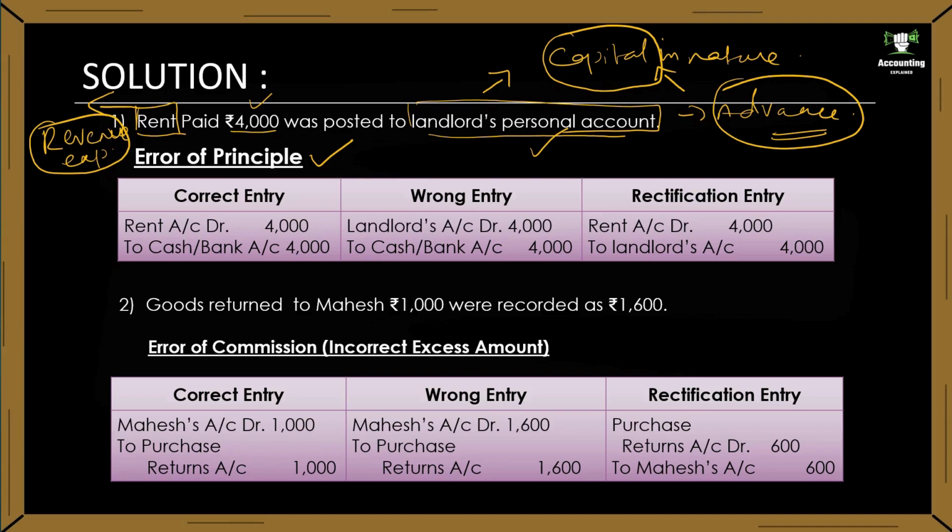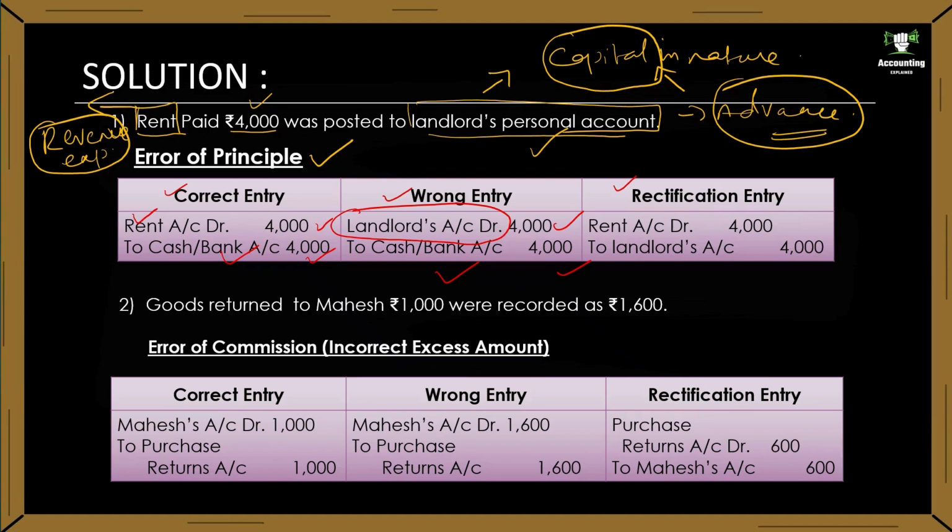Here, next we will come to the rectification entry. For that, what did I tell you? I have asked you to open three columns: correct entry, wrong entry and the rectification entry. Okay, the correct entry will be rent account debit. Rent is an expense. Expense increases, debited 4,000. Cash or bank 4,000. You are paying rent by cash or bank. Okay, so your balance is going to be reduced. When the asset value decreases, credit it. Wrong entry, what have you done? You have debited the receiver landlord's account, debit rupees 4,000 to cash or bank 4,000. Okay, now you have to pass the rectification entry.